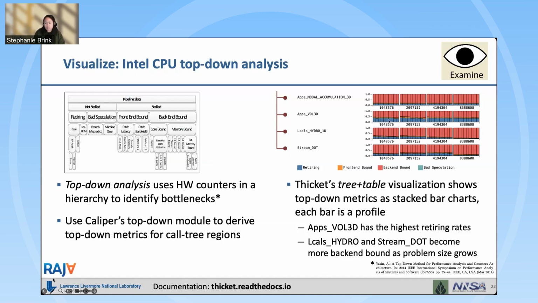So if I look at Apps Vol3D, I see that it's more or less evenly split between being retiring, which is blue, and back-end bound as you scale the problem size. But then if I look at Hydro 1D, let's say, I can see that it's much more back-end bound and perhaps more memory bound, and becomes more memory bound as you scale the problem size. So we can easily see some differences in the different kernels as we look at this tree plus table visualization.